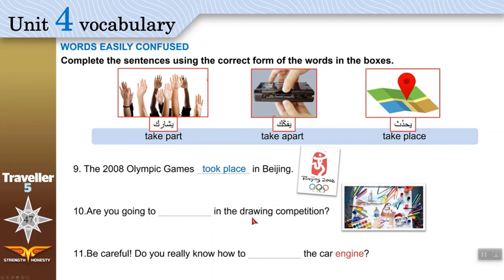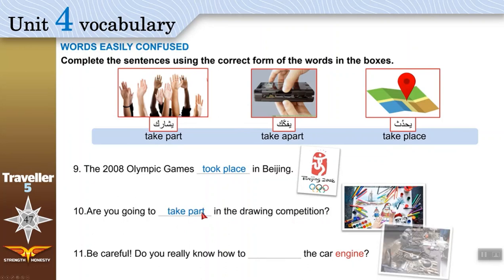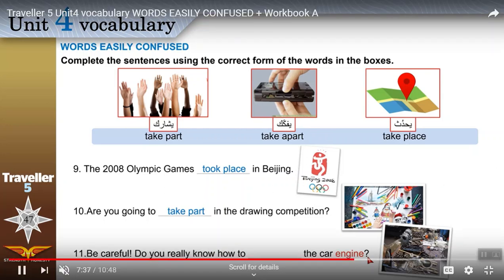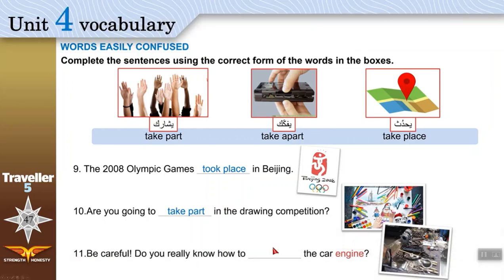Are you going to take part in the drawing competition? So what are you doing? You are taking part. Are you going to take part in the drawing competition? Be careful. Do you really know how to take apart the car engine? Here it means that you do the right thing, the car engine, take apart.